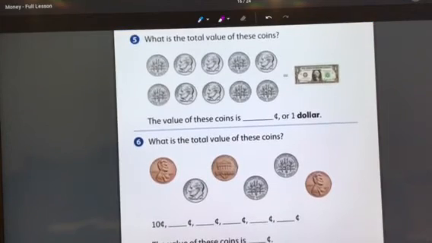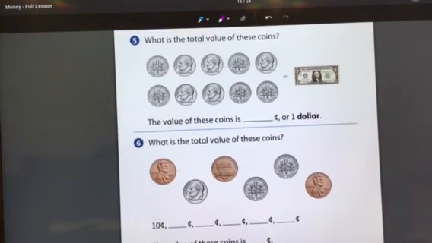Okay, we're finishing up our last page, and then you're going to be doing some counting of the coins on your own. Number 5. What is the total value of these coins? I see $1 over here. Are we going to add this dollar? No. They're showing you that all of these dimes together equals the same as if you had $1 in your pocket. So if your friend had all these dimes and you had $1, you would have the same amount.